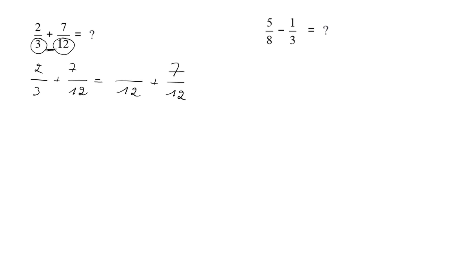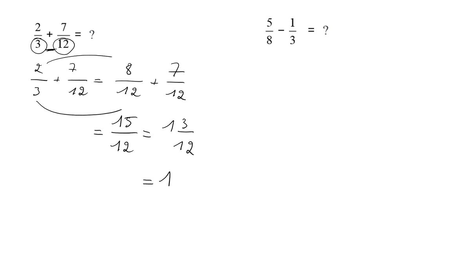So this one does not change. 2/3, 3 times 4 is 12, so 2 times 4 is 8. So you get 8/12 plus 7/12, which is going to be 15/12, which is 1 and 3/12. And I can simplify that a bit further. That's actually 3 divided by 3 is 1, 12 divided by 3 is 4, so it's actually 1 and 1/4.